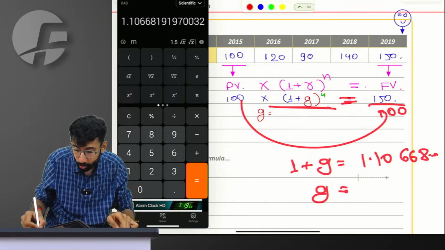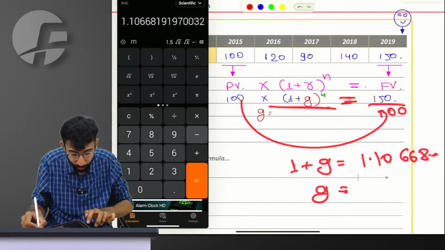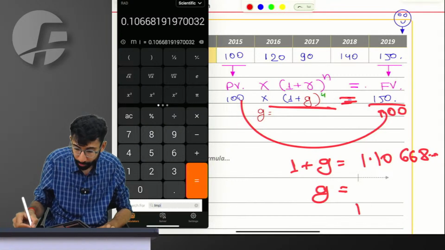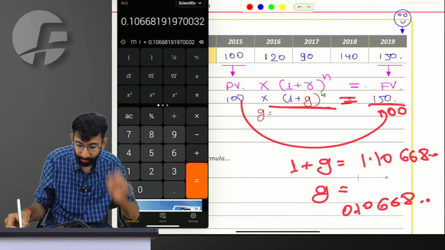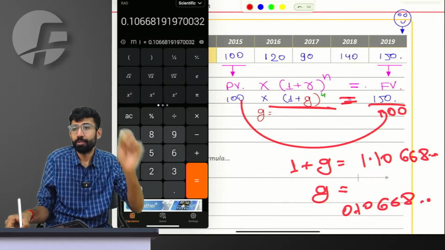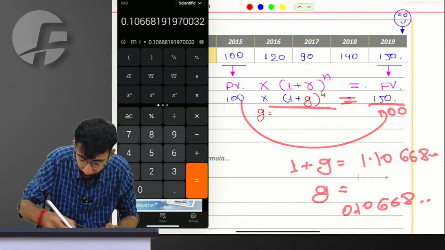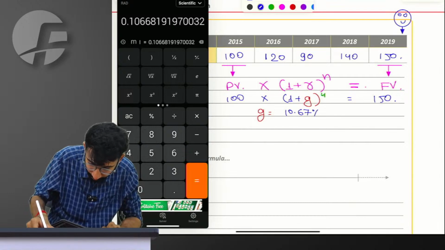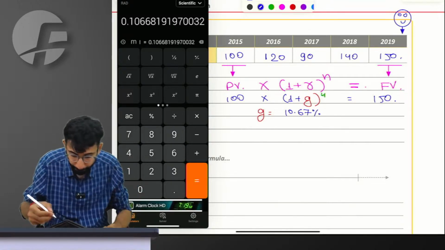Now g is equal to what? g is equal to whatever value you are getting minus 1, which will give you 0.10668 something, which is 10.67% as the answer. So g is equal to 10.67%.